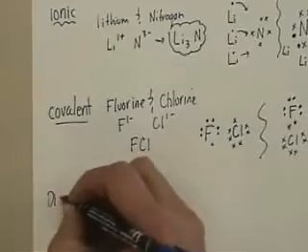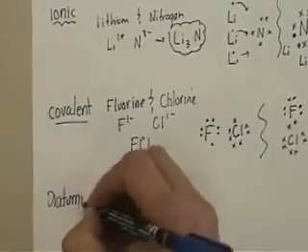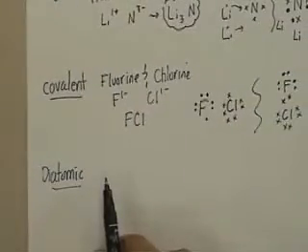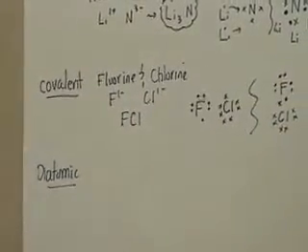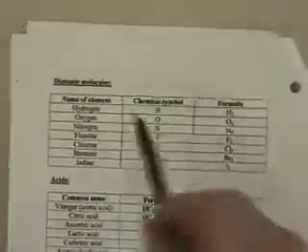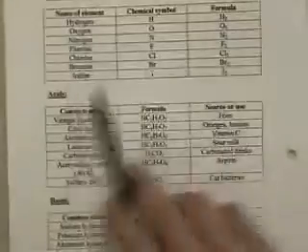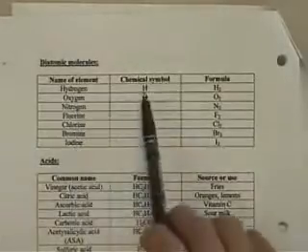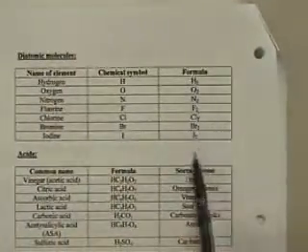Let's do something called a diatomic. A diatomic molecule is where something will bond with itself. We actually have a list in your booklet of diatomic molecules. You've got to find it. It's close to the end of the book. It's with acids and bases. Here's your diatomic element, there's a chemical symbol, and here's the diatomic formula.